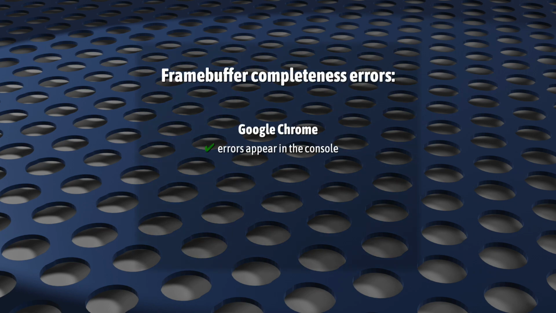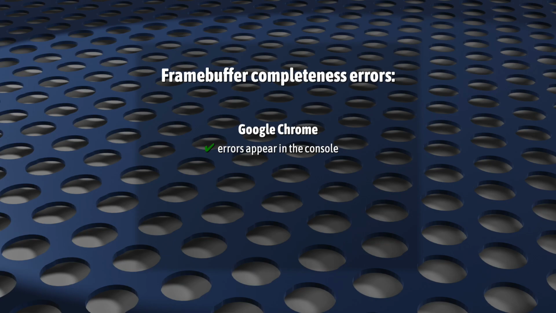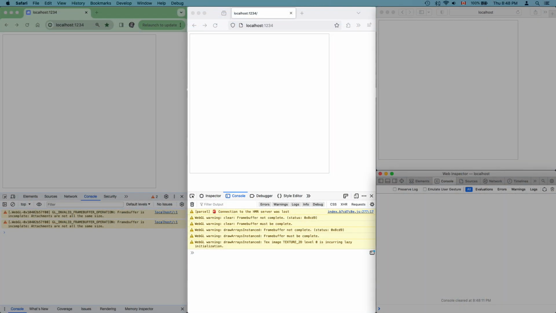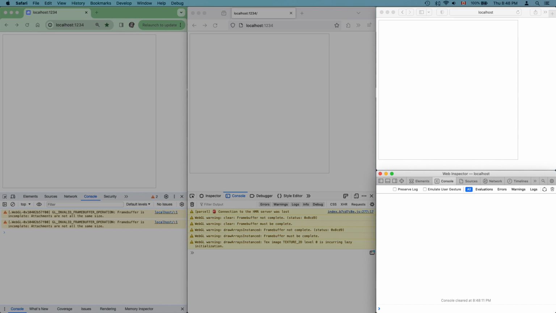If you're okay developing in Chrome, then just keep your console open. Chrome automatically exposes Framebuffer completeness errors as you encounter them, without you having to do anything. If you're using Firefox, you'll be told that you have Framebuffer completeness issues, but it won't tell you what the problems are. And if you're using Safari, you'll get told nothing. No errors, no warnings, nothing.